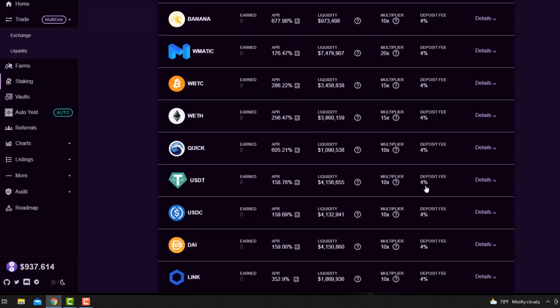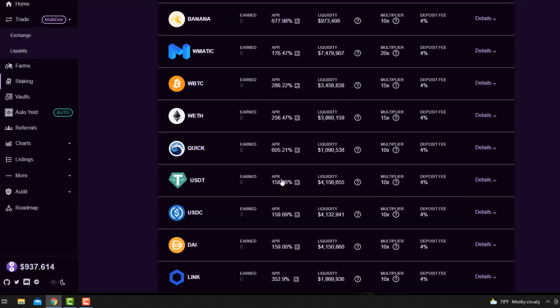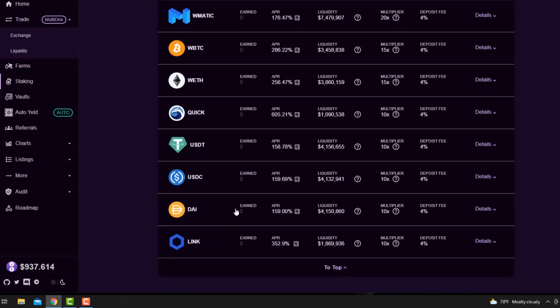So when you go into these stable coins like this one, USDT, it's 4%. So, you know, you're only earning 0.43%. It's going to take you 10 days to just break even. But again, with the USDC, USDT, DAI, it's a stable coin, right? You're not going to lose anything in the price. The risk is obviously that you're putting your money on the site. That's pretty much the only risk that you have.